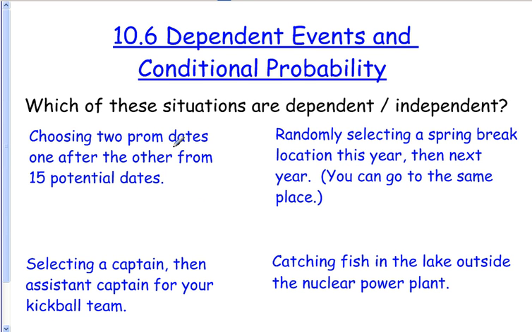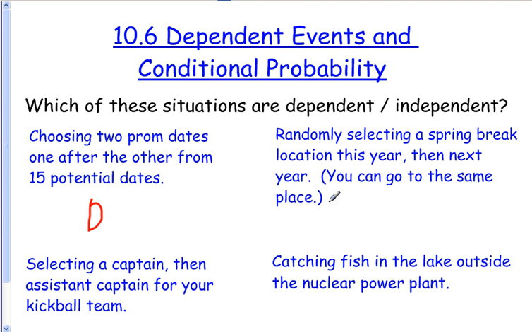If you're choosing 2 prom dates, one after the other, from 15 potential dates, so you've got 15 people to choose from, and you're going to select 2 of them. This is a problem I had in high school all the time. If I selected, let's say, Michaela for my first date, does that affect the second choice? So the answer would be yes, because I've already selected one person, so now I only have 14 people to select from. So this would be a dependent event.